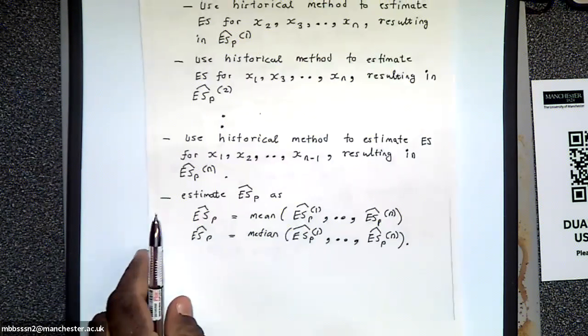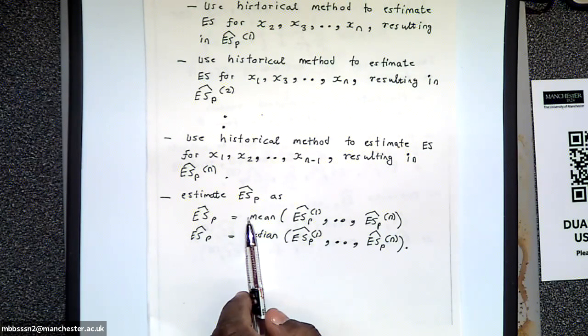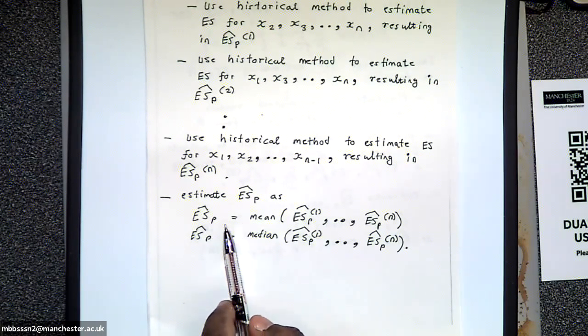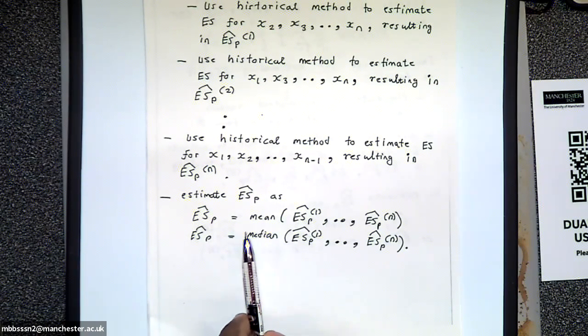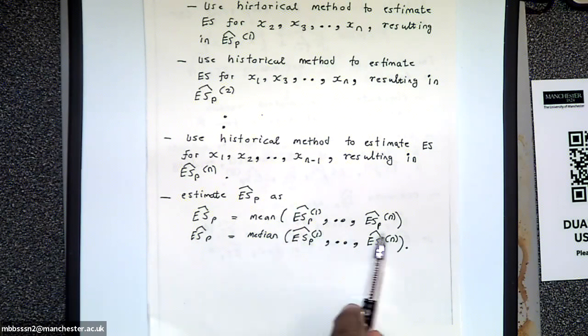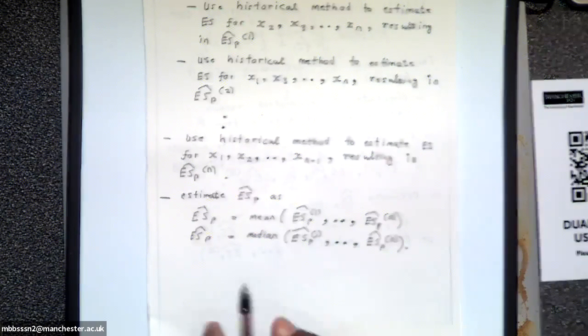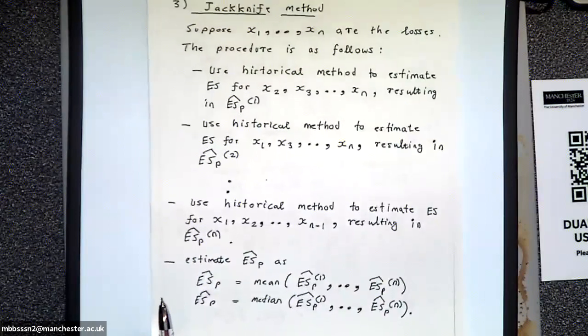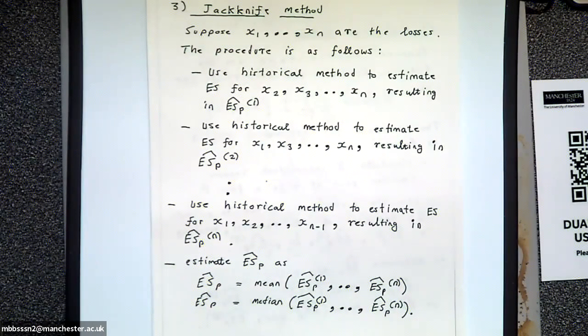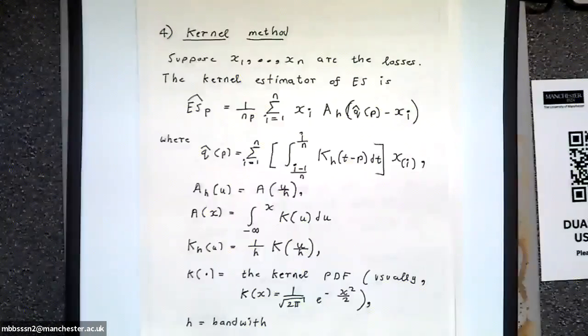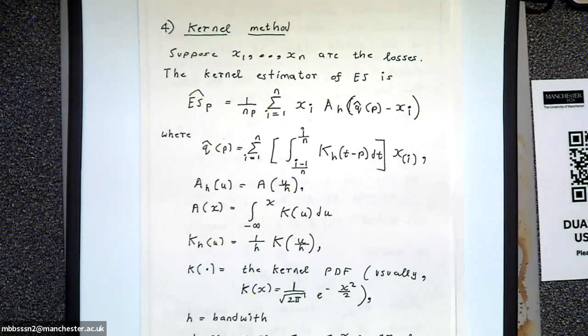All right, and the very final step is to compute the expected shortfall as the mean or the median of these n different estimates, right? Okay, so that's the Jackknife method, and the next one is number 4, the kernel method. So this is again similar to the kernel method that I talked about last week.